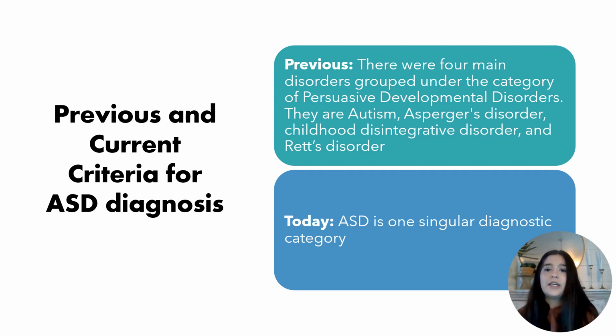Childhood disintegrative disorder, in which children develop normally through the ages of 3 and 4, and then they start to lose language, motor, social, and other skills that they have already learned. And Rett's disorder. Rett's disorder is a neurodevelopmental disorder characterized by typical early growth and development, followed by slowing of development, the loss of functional use of hands, slowed head growth, problems with walking, seizures, and intellectual disability. This disorder is no longer in the autism spectrum. Today, ASD is one singular diagnostic category.